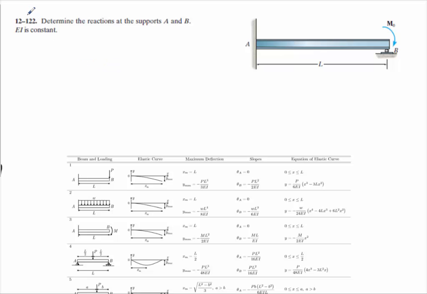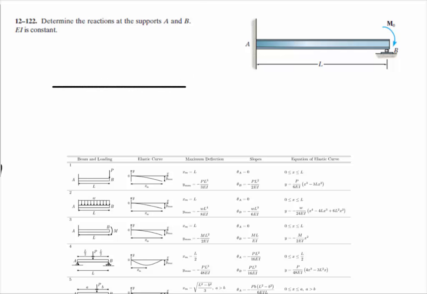Okay, this is problem 12-122. It was not assigned, but it's one that could use all your equations. It says determine the reactions at supports A and B. Again, first thing to always do in these is draw yourself a free body diagram.